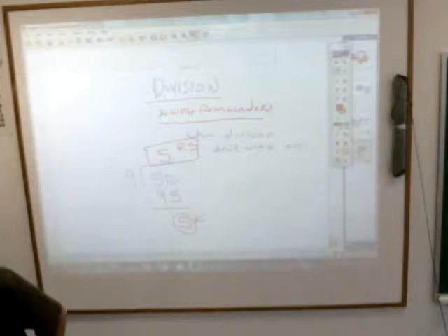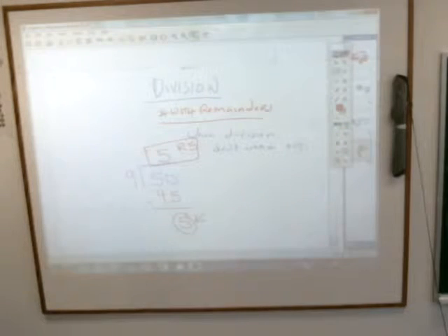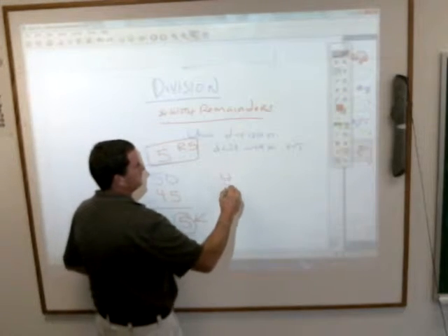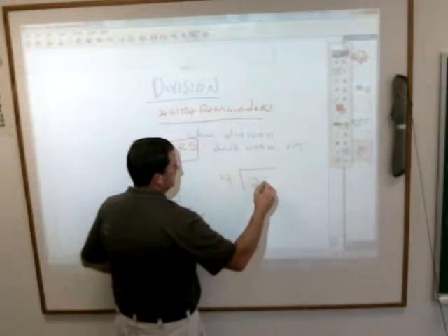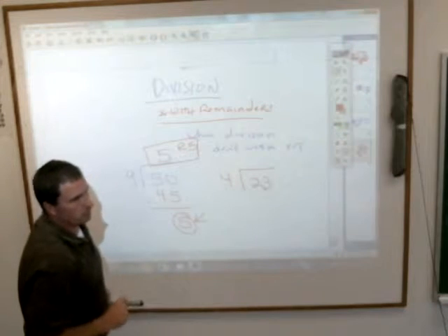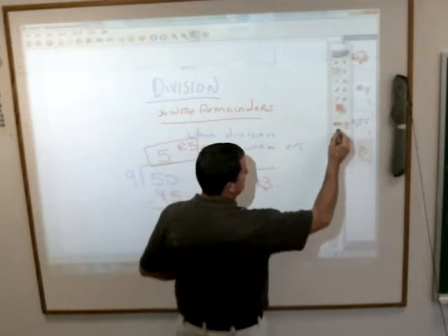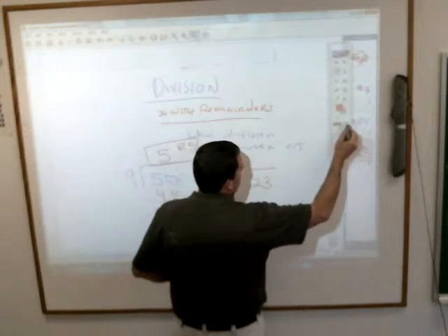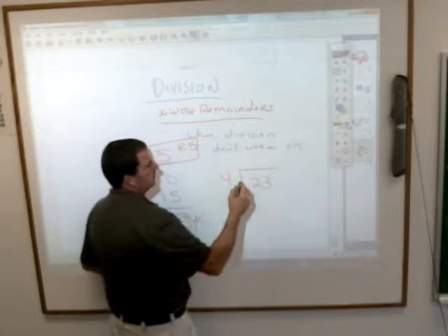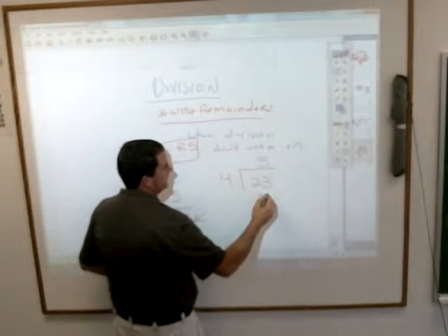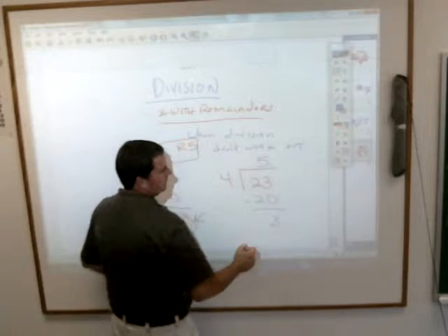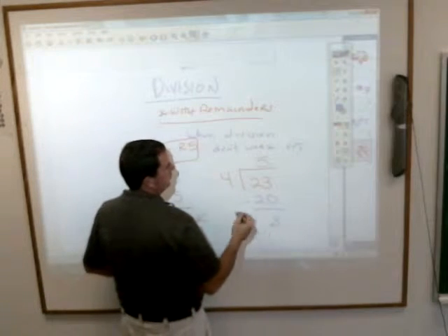Another couple examples would be this one, 4 into 23. How many times will 4 go into 23? Madison says, okay, because 4 times 5 is 20. And when you do your subtracting from there, you're left with 3 left over.